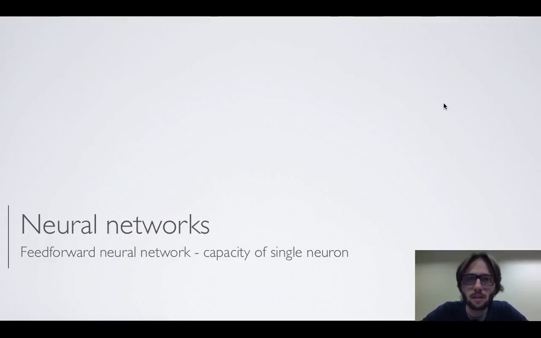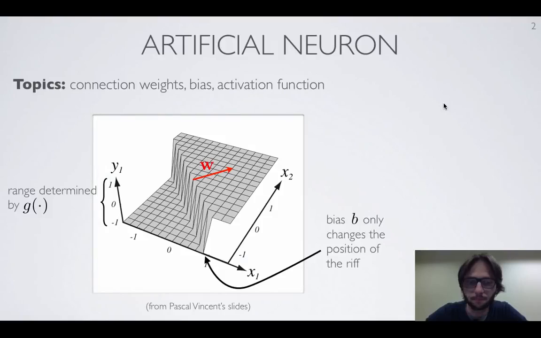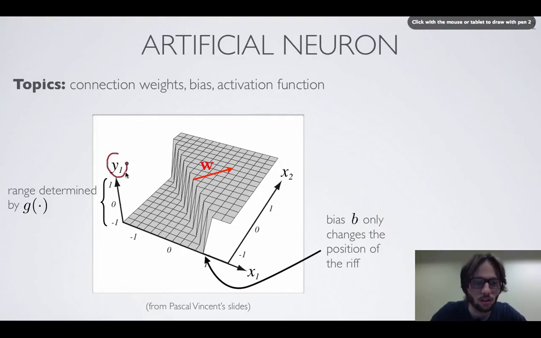In this video, we'll discuss the capacity of a single neuron, that is, the complexity of the computations that it can perform. We've seen before that in 2 dimensions, if we draw the output or the activation of a given neuron, it will look something like this, where we get some ridge between 2 parts of the space. The orientation of the ridge is defined by the vector W, and the bias will also determine the position of this ridge.